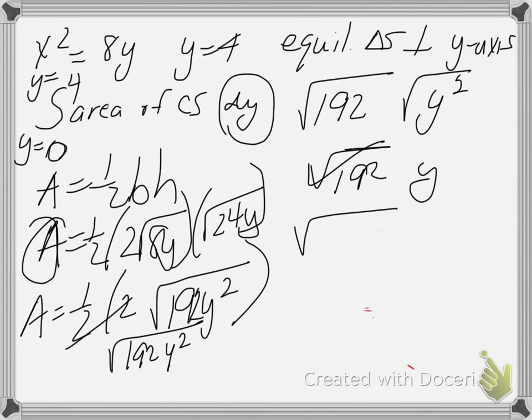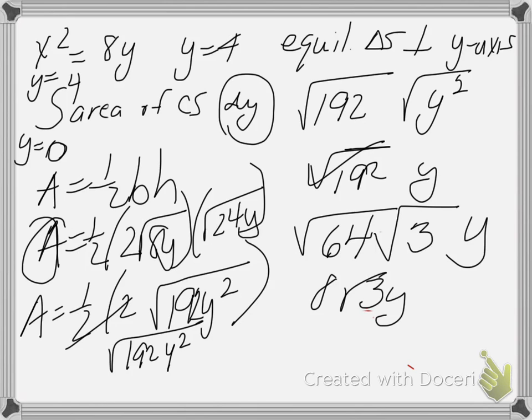Okay, so 192 can be broken up into 2 radicals. One of them is 3, and the other one is 64. But the square root of 64 is 8, so you get 8 radical 3y. That's my area. Okay, so now I can go back.